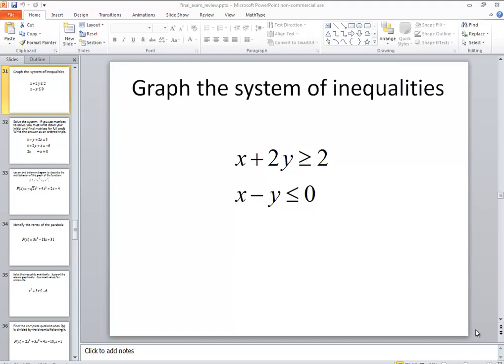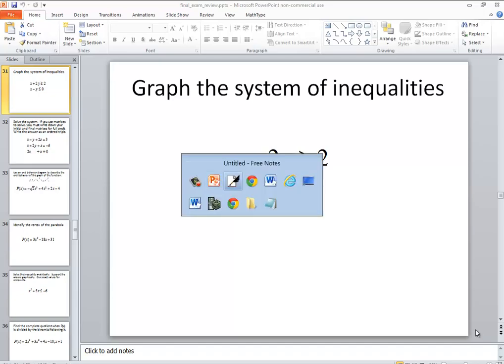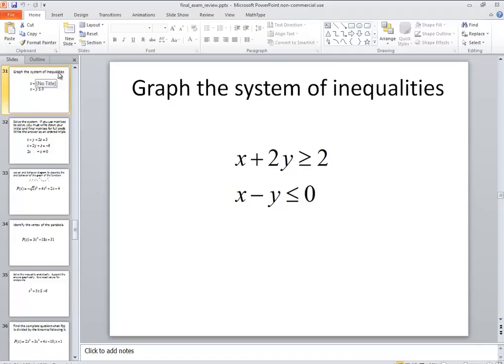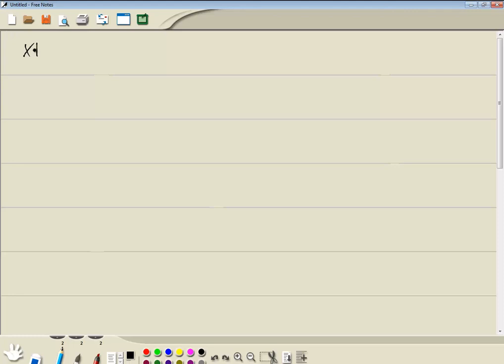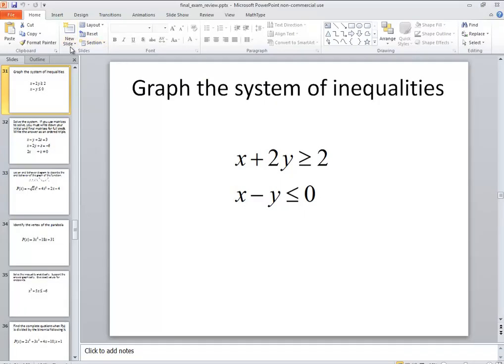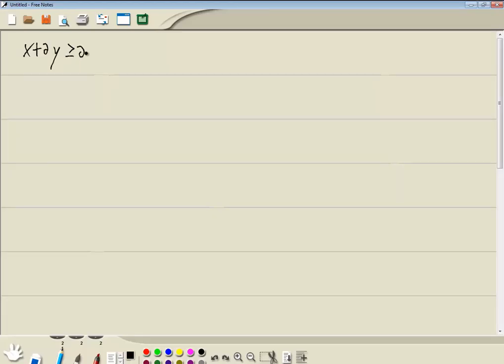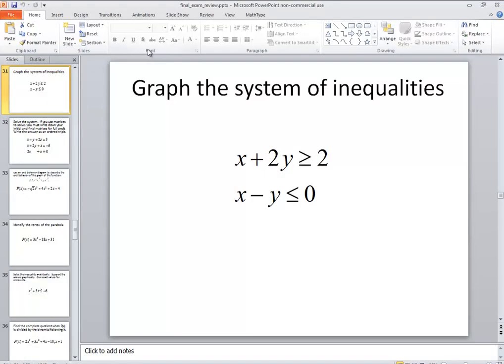Let's take a look at this problem. We want to graph this system of inequalities. Now first do this on the calculator. We got x plus 2y is greater than or equal to 2, and we got x minus y is less than or equal to 0.